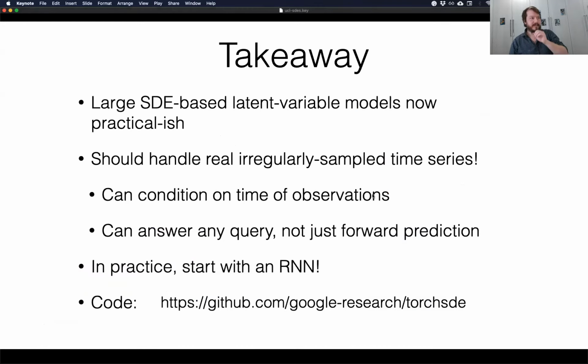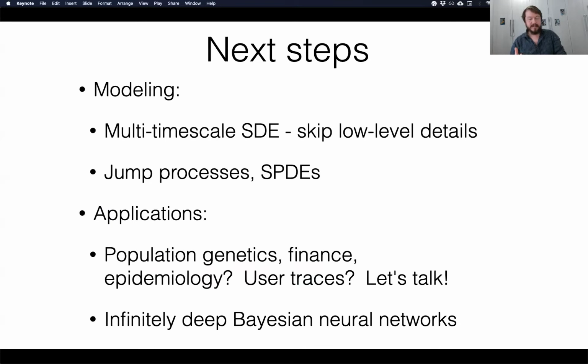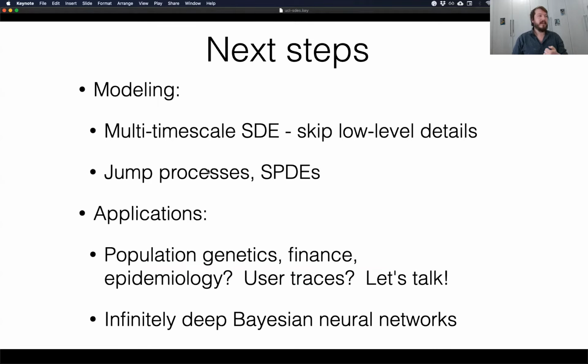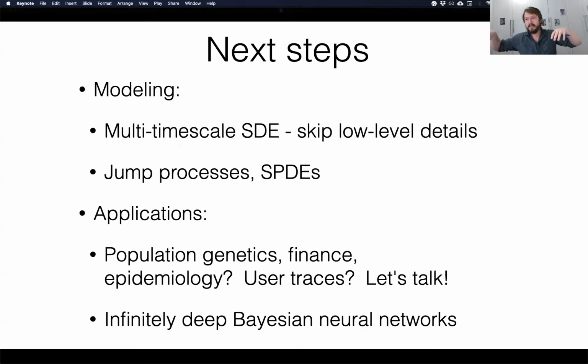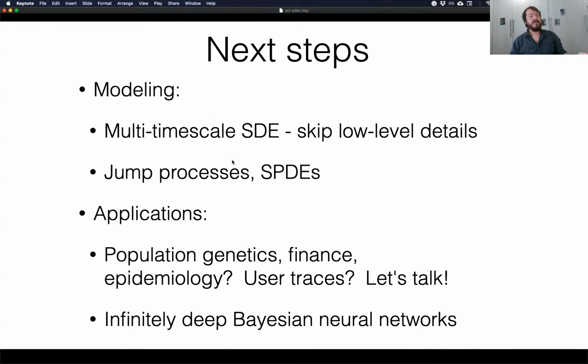Okay, so the takeaway is we have this new model class. I actually messed up my time a little bit, but the things I'd like help with are: I think we can have multi-scale SDEs that let us skip over irrelevant details, like climate models that have coarse grain variables and then fine grain variables. We need to add jump processes, and extend this to PDEs.